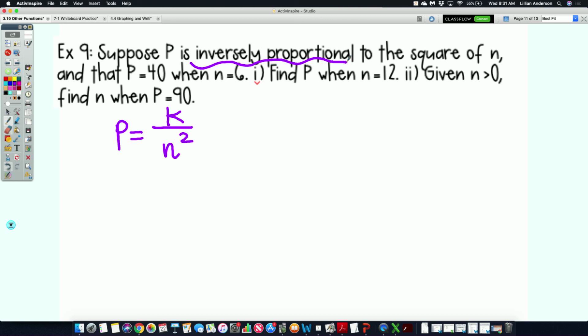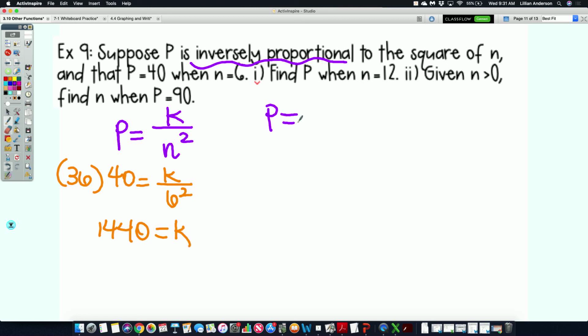So P represented y, and n squared represented x. Very good. So then you had to find your constant. What did you find your constant to be? 1440. Very good. You had to plug in 40 for p, and then 6 for n. 6 squared is 36. So then you'll multiply 36 to both sides. So then your equation was p equals 1440 over n squared.